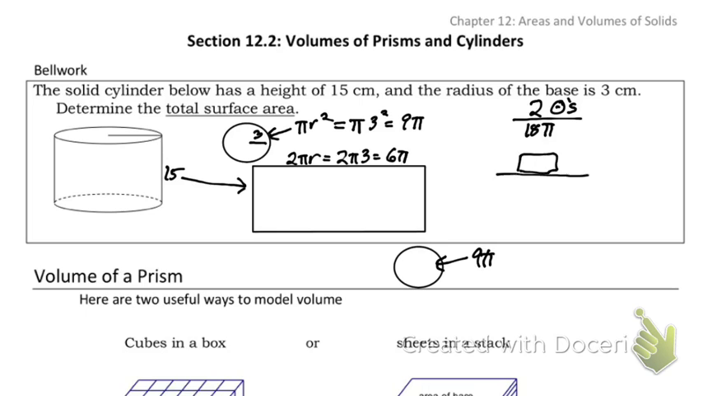So our rectangle area is just going to equal length times width, which would be 15 times 6 pi, which is 60 plus 30, so that's going to be 90 pi. So our total area, our two circles added to our rectangle, is going to be 108 pi.